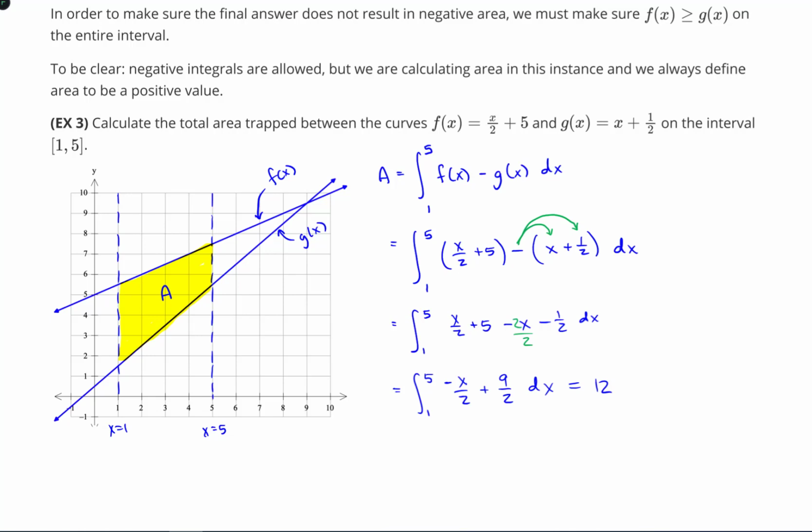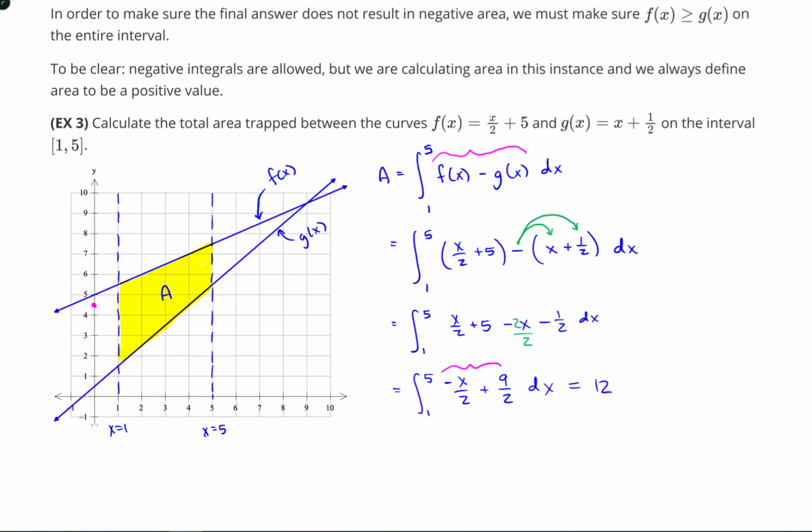Now, what's happening behind the scenes here? Well, what's happening is we're taking these two functions and combining them using a function operation. And you learned about function operations probably back in a college algebra course when you studied functions. And the result of that gives us a new function. And that new function, if we take a look at it, has a y-intercept of 9/2, so that's 4.5. And then it has a slope of -1/2.